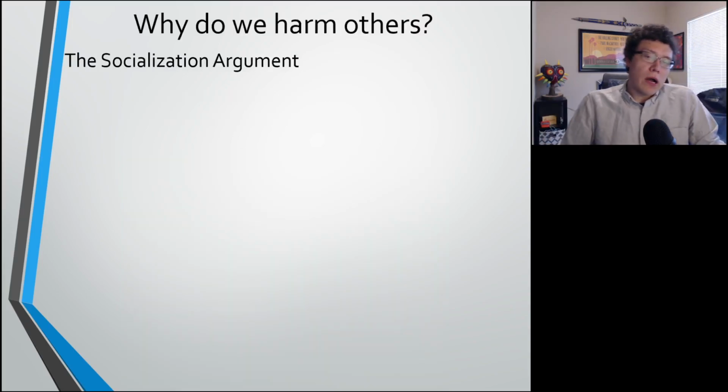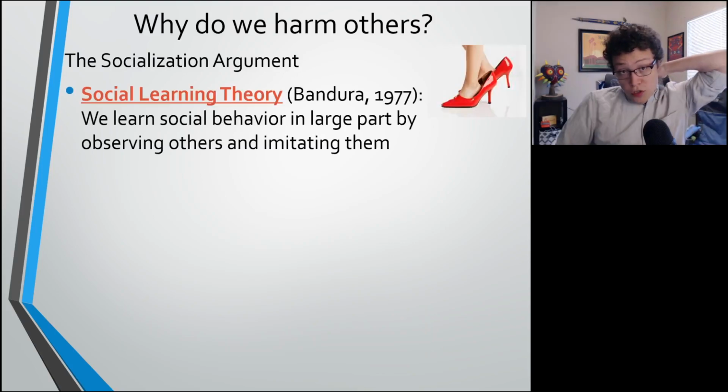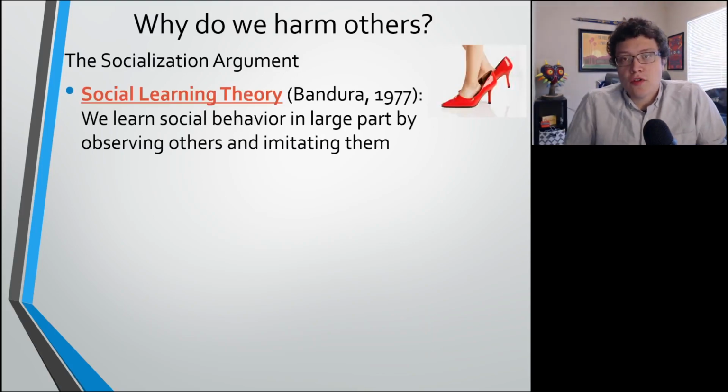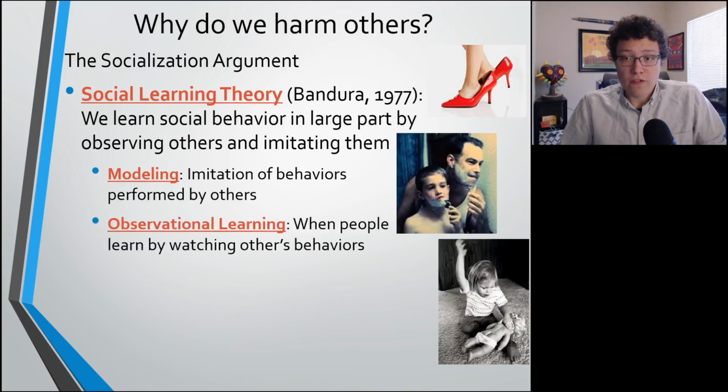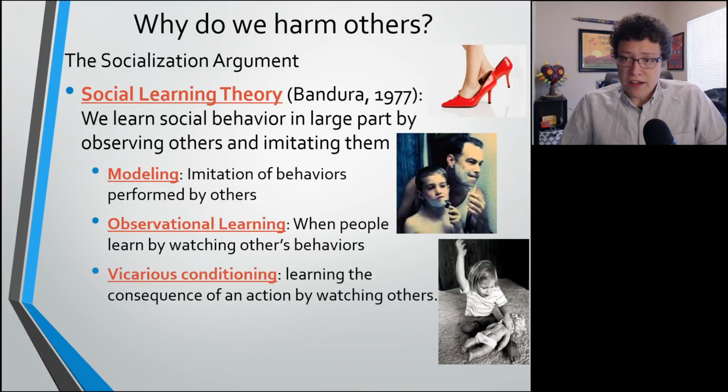So the next type of argument we'll talk about is the socialization argument. And this comes back to social learning theory, which we've already talked about with Bandura a little. So we learn social behavior in large part by just observing what other people do, and we imitate them. We might model other people's behaviors, like when kids model what their parents do. We might observe what other people do and learn through that. We might be vicariously conditioned.